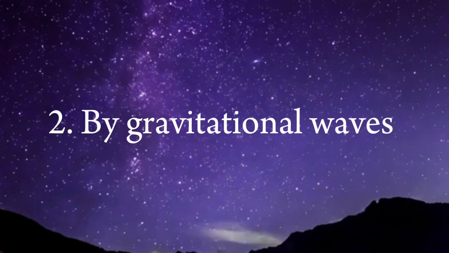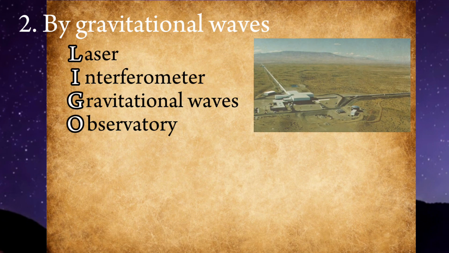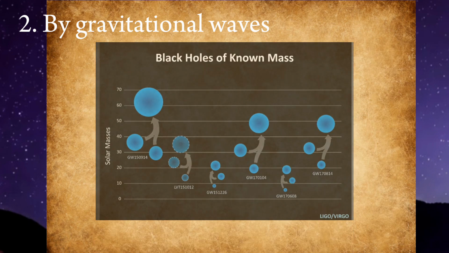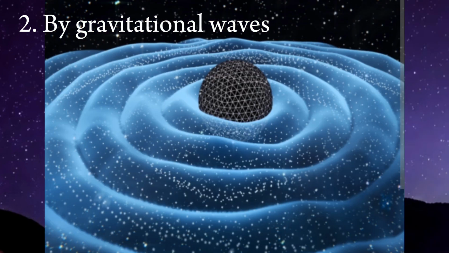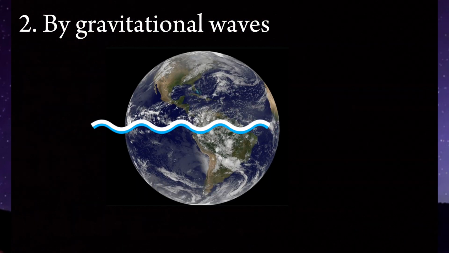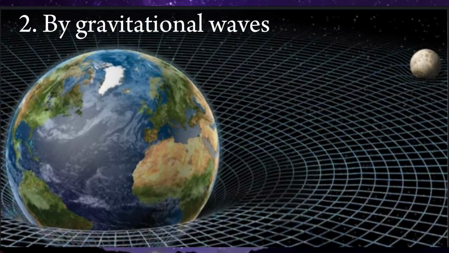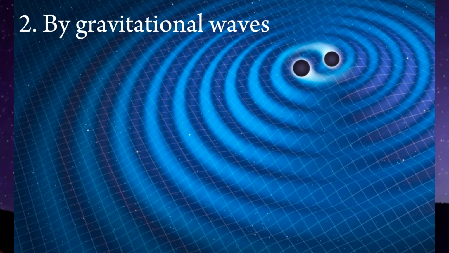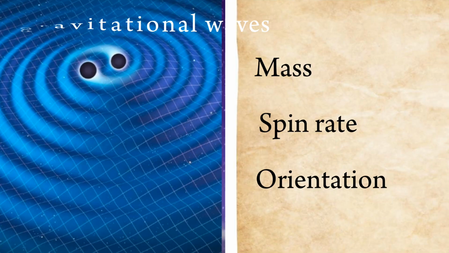The detection of gravitational waves by the Laser Interferometer Gravitational-Wave Observatory, LIGO, and Virgo collaboration in 2015 confirmed the existence of black holes. Gravitational waves are ripples in spacetime produced by violent cosmic events, such as the merger of two black holes or neutron stars. As these waves pass through Earth, they cause tiny distortions in space and time, which can be detected by sensitive instruments. The detection of gravitational waves from black hole mergers reveals the black hole's mass, spin, and orientation.